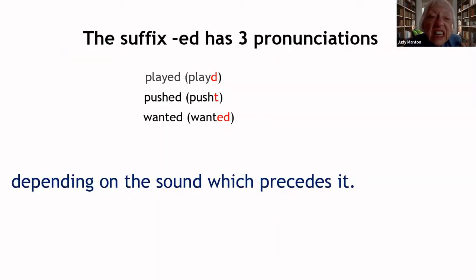Now the suffix ed has three pronunciations, and this is tricky for the kids. Okay. Played, because the D is used after the long sound of a vowel. Played, but after the sh, pushed, and after the T or the D, wanted, also needed, after the T and after the D.